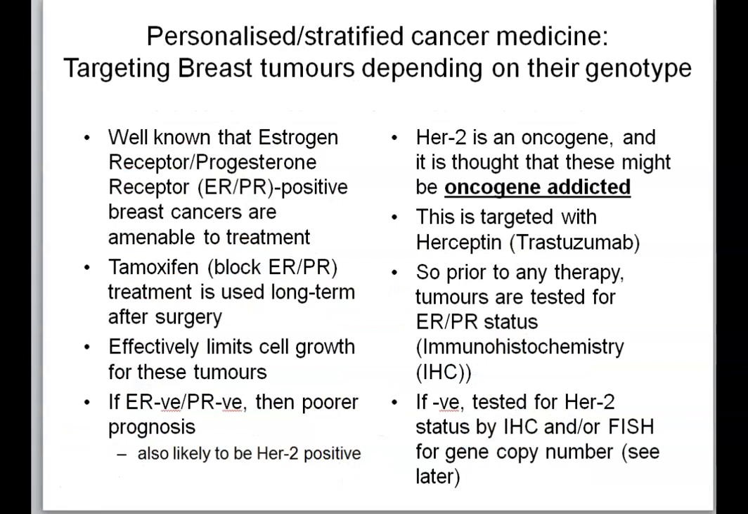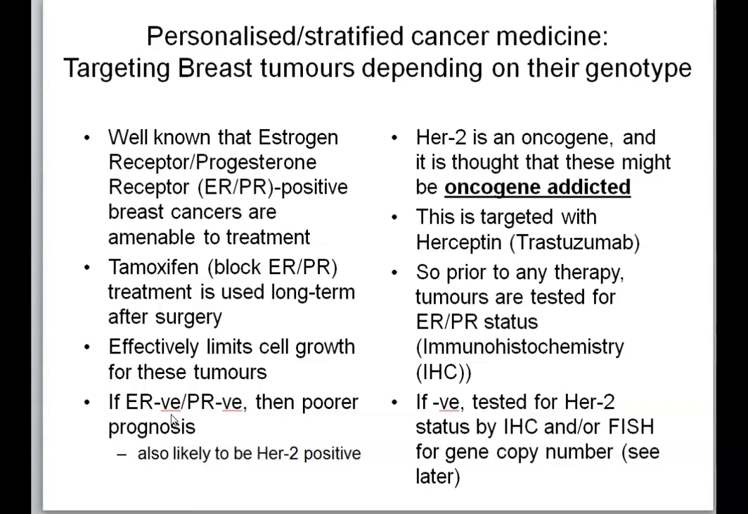So we tend to use these targeted therapies for personalised medicine, where we know that the cancers have a particular mutation that will make them susceptible to that particular drug. And this is not a new concept. We've been doing this for a long time with tamoxifen, which blocks estrogen receptor and progesterone receptor and is used for treatment for ER and PR positive breast cancers. We know that if the cancers are ER negative or PR negative, then you've got a poor prognosis and they will not respond to tamoxifen.